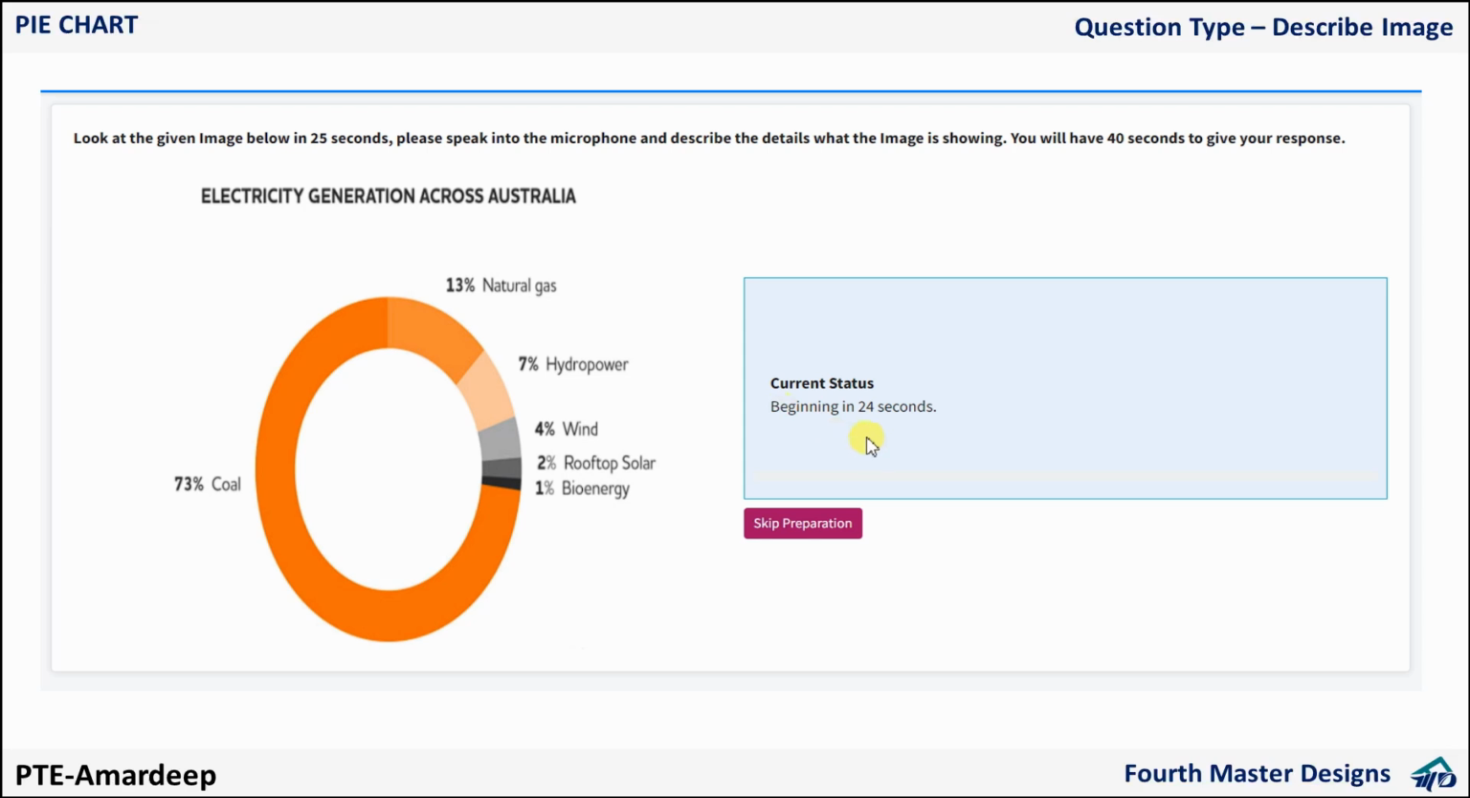Okay, so see, the timer has started. What is the pie chart? Electricity generation across Australia. What is the highest? 73% coal. Then the second highest is natural gas, and the lowest is bioenergy. And then we have rooftop solar, wind, and hydropower, and their percentages. That's all. I'm done with my analysis.